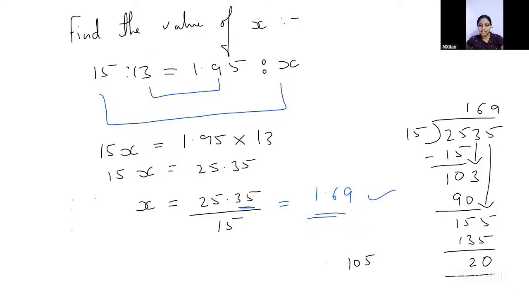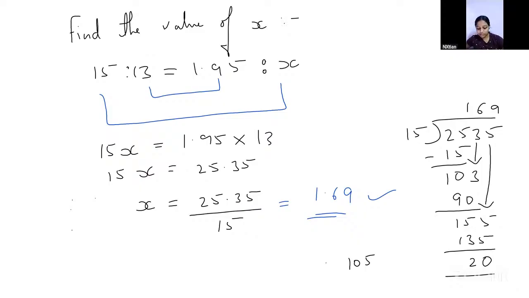Joshua, did you understand? A bit, ma'am, not fully. Okay, tell me which part you didn't understand, so I will re-explain. I didn't understand the x by 25 is to 35 by 15. Okay.